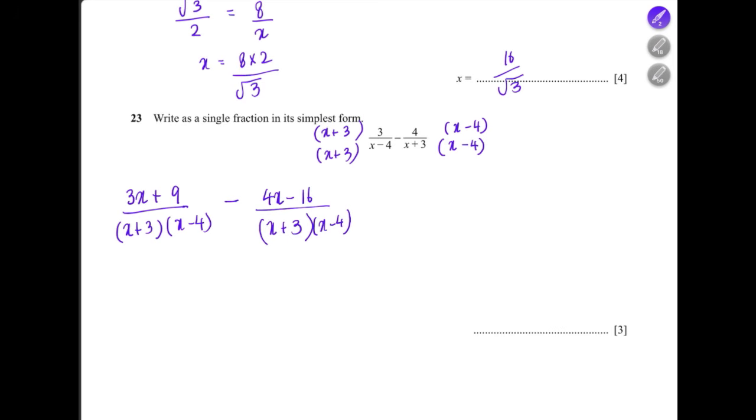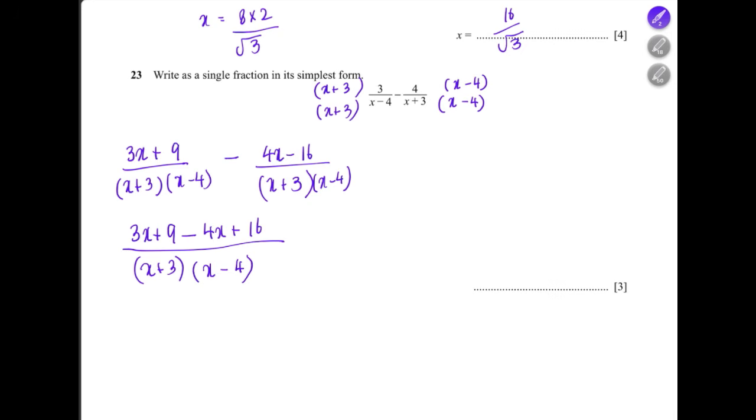Now let's join them together. So you'll have 3x plus 9 minus, now remember this minus is not just for 4x, it's for 4x as well as for 16. Okay, so minus 4x minus minus plus 16 divided by x plus 3 and then x minus 4. Let's simplify this more. 3x minus 4x is going to be negative x, and then 16 plus 9 is going to be 25. And then you can keep it x plus 3 and x minus 4. So you can write this as 25 minus x over x plus 3, x minus 4.